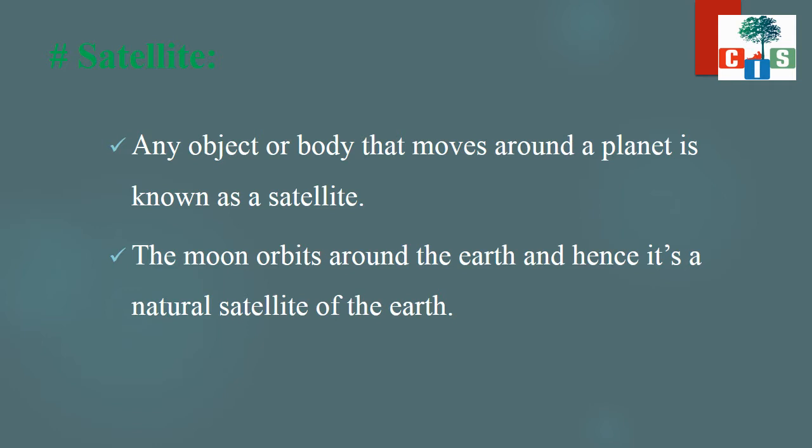Scholars, any object or body that moves around a planet is known as a satellite. So, what does satellite mean? Satellite means any object or body that moves around a planet. The Earth where we live is also a planet, and the moon that we see in the sky at night also moves around this Earth. So, is it a satellite? Yes. As the moon orbits around the Earth, it is called the natural satellite of the Earth.